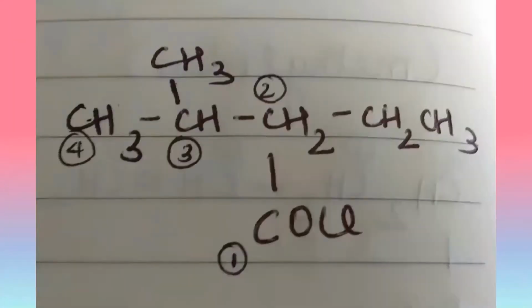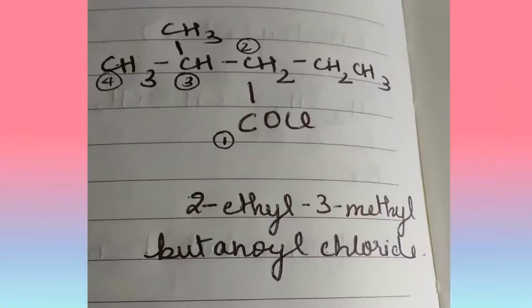So this is the numbering of the parent chain, and here you can see that there are 2 substituents. One is an ethyl group and the other a methyl group. So whenever we are writing the main name, we know that the ethyl group will come first according to alphabetical order when compared to the methyl group. So the name here will be 2-ethyl-3-methylbutanoyl chloride, because oyl chloride is the secondary suffix for acid chlorides.